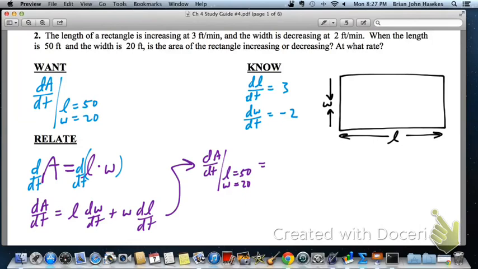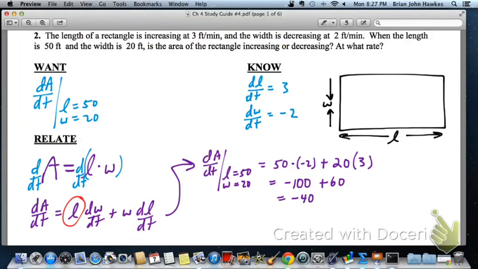But the dA/dt at this precise moment, we would just need to go ahead and substitute. Notice that we've got an L right down here, and so we're going to substitute the 50 for the L, and then we have a dW/dt. Well, the dW/dt was given to us. That's -2. Okay, and then plus we have our W, and the W at the precise moment we want our dA/dt is 20, and then we need to put in our dL/dt, and the dL/dt is 3. So we have -100 plus 60, and that's equal to -40.